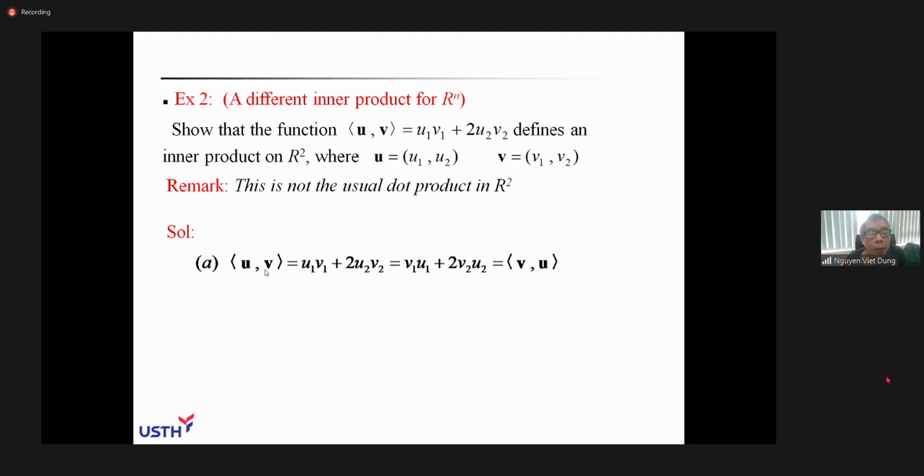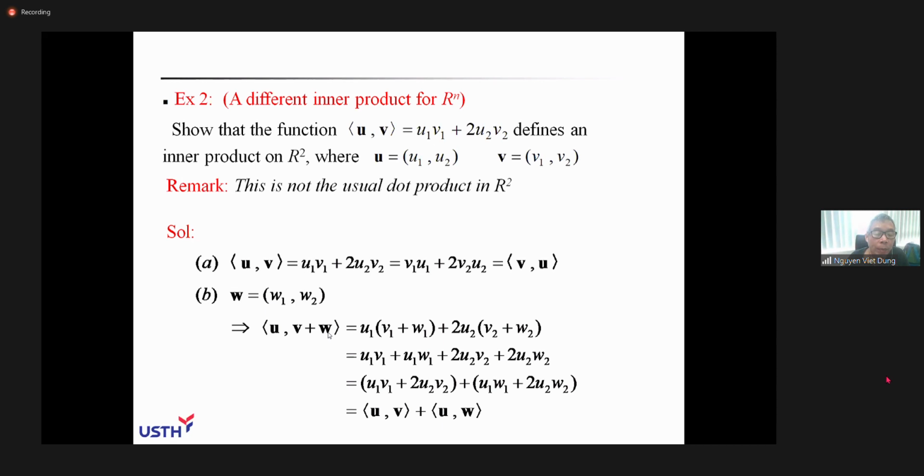Now we see the inner product of U and V to be that, and you can commute the factors: V1 goes before U1, V2 goes before U2, and you get that one. And that one is the inner product of V and U. So the first property, or the first axiom, is satisfied. The second one is here. Suppose that we consider W, another vector with coordinates W1, W2. Then U multiplied by V plus W is that. And those calculations will show you that it equals the inner product of U and V plus that of U and W. It means that we have the property of distributivity.